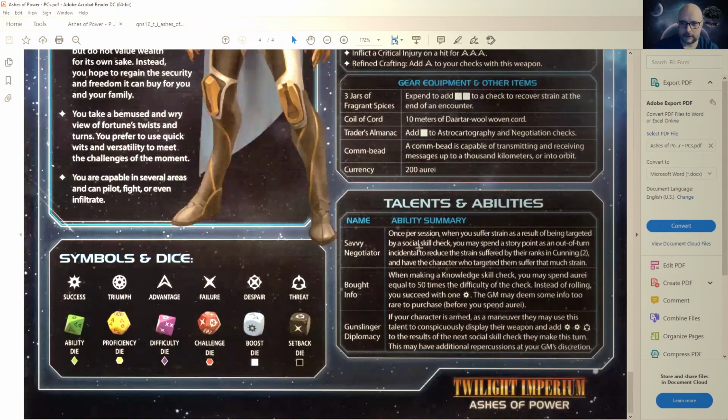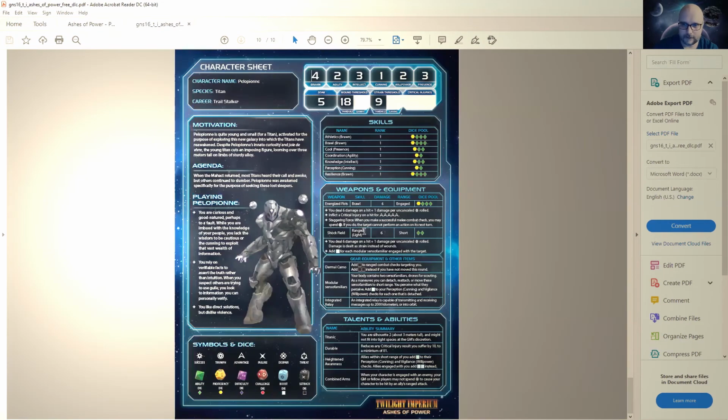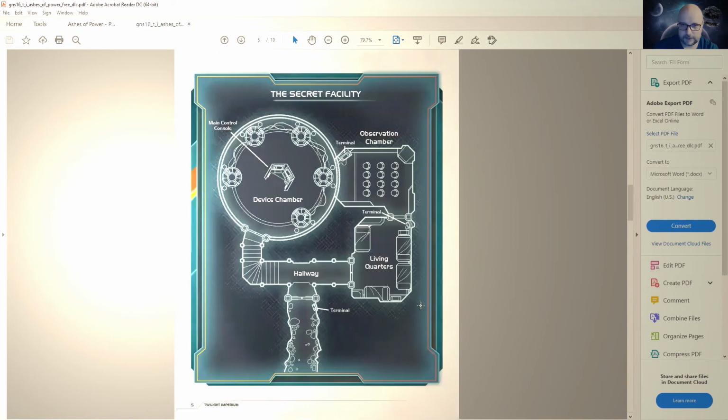Let's take a look at Savvy Negotiator. All right, so let's take a look at these ones here. Sorry, these ones are a little smaller for some reason.